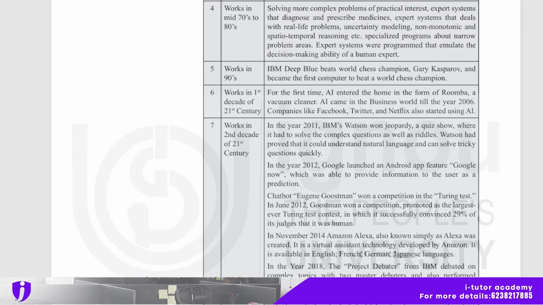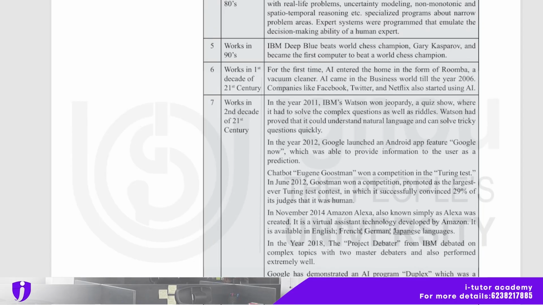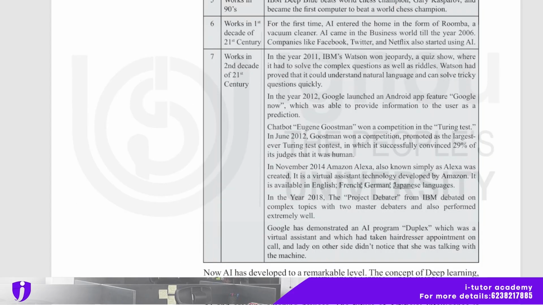Works in the first decade of the 21st century. For the first time, AI entered the home in the form of Roomba, a vacuum cleaner. AI came into the business world by the year 2006, and companies like Facebook, Twitter, and Netflix also started using AI. And work in the second decade of the 21st century.